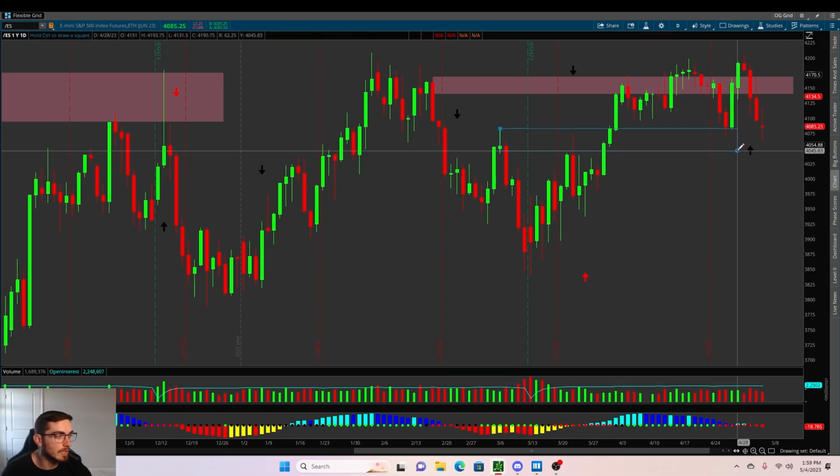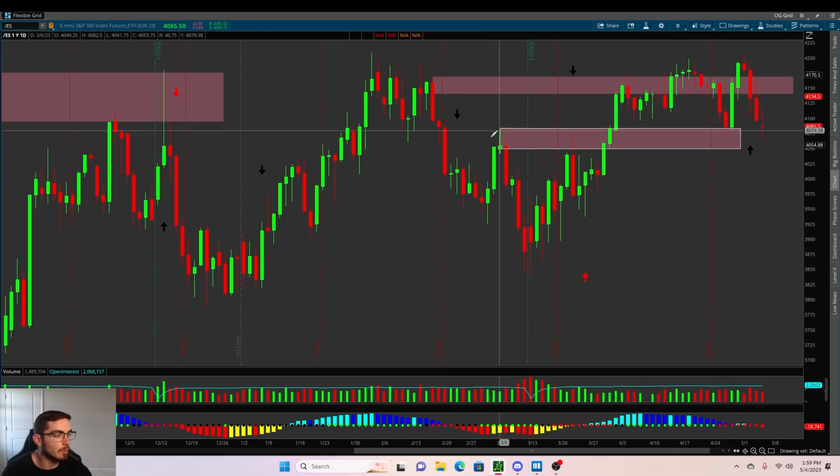Same thing right here. This is demand right here. You can see we had this basing candle, very large aggressive move down. When we came back up into it, we rejected it pretty hard and ended up pulling to the downside.